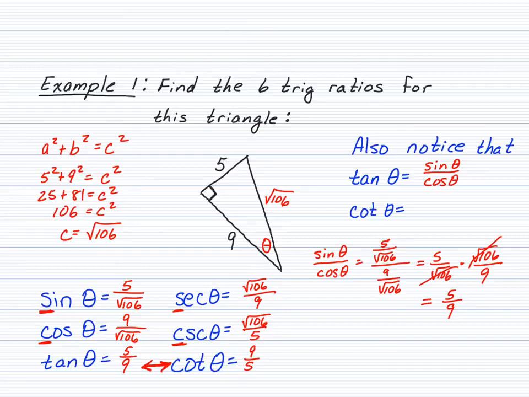And then if we look at cotangent, well, cotangent is 9 over 5, and we could get that by just flipping this over. So cotangent is equal to cosine of theta divided by sine of theta. These are two properties for trig functions that are going to be used frequently in your future.